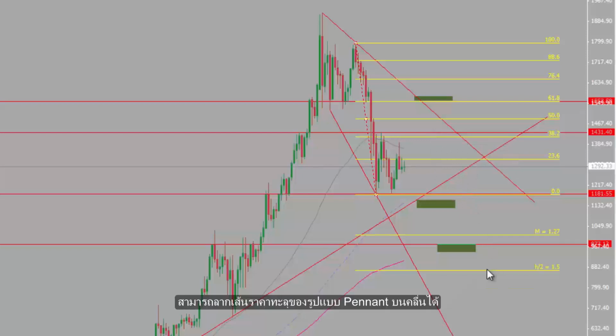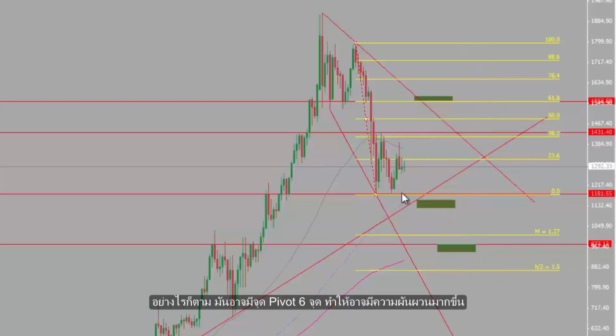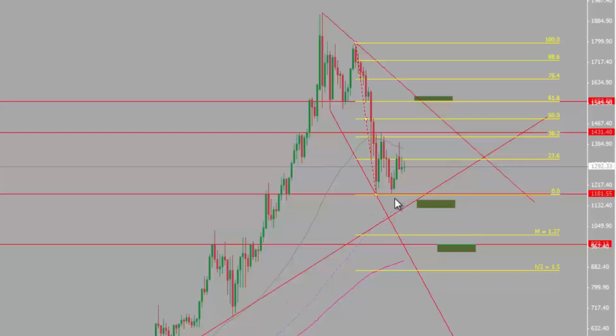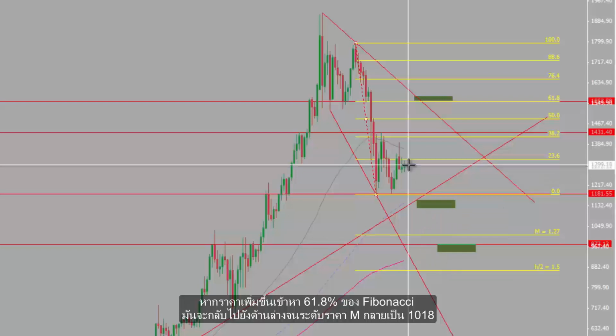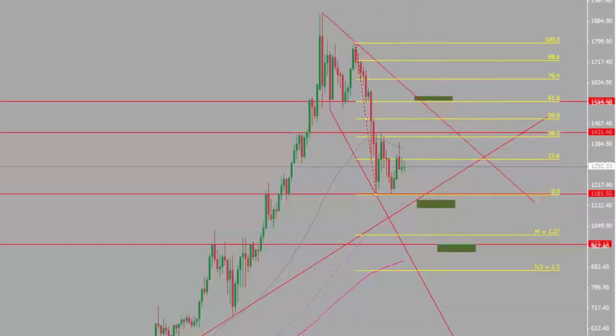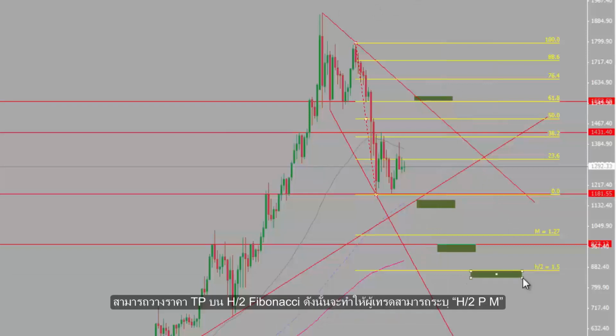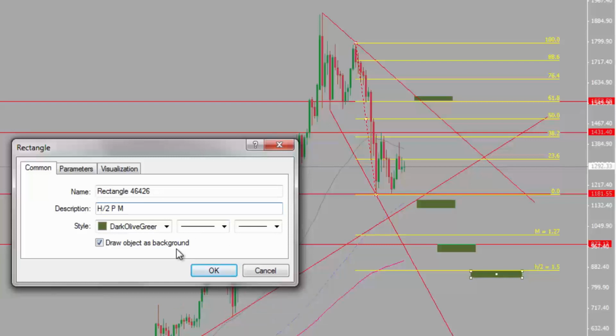A breakout line of the pennant pattern can be drawn on valleys. However, it may have 6 pivot points, so there would be more fluctuation. If a line 1181 is crossed, then the price will decline towards H2. If the price rises towards 61.8% of Fibonacci, it will return towards the bottom until level M price becomes 1018. TP price can be placed on H2 Fibonacci. Thus, a trader can enter H2 PM. P stands for pennant pattern.